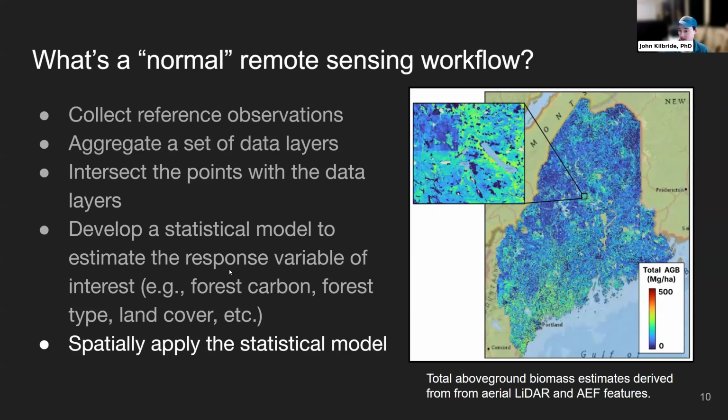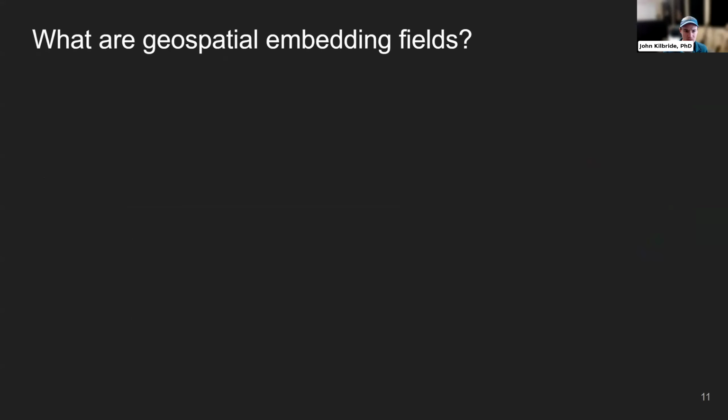And then you apply it everywhere. And so this is kind of the most normal remote sensing workflow I can think of. Parts of this, probably for what you're doing, are a little different, but in general, this is kind of the paradigm we're all operating in if you want to get pixel level estimates of something.